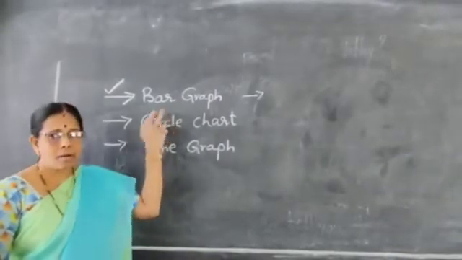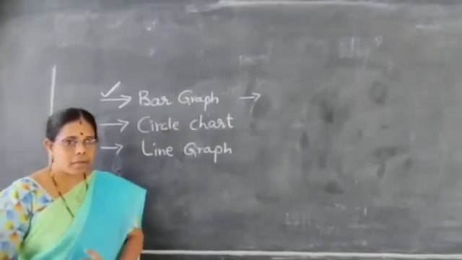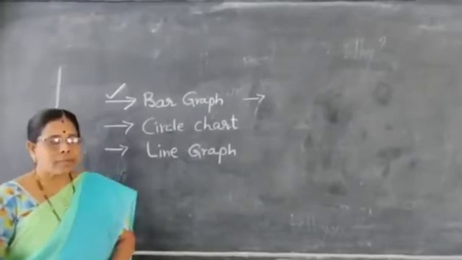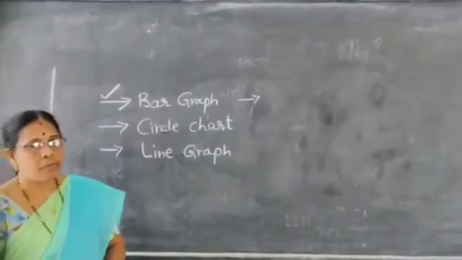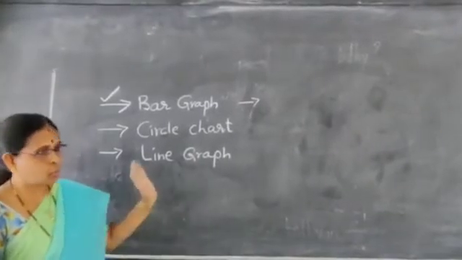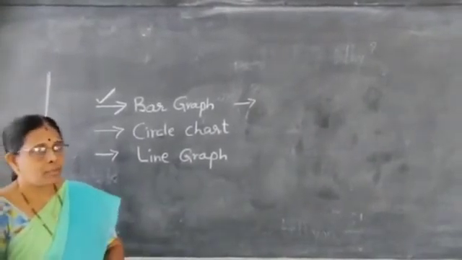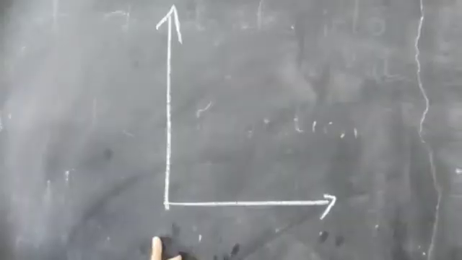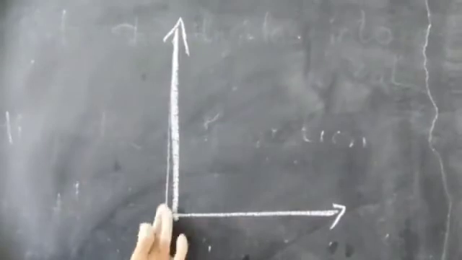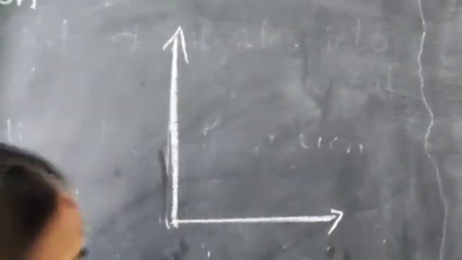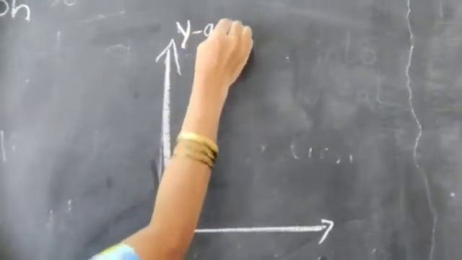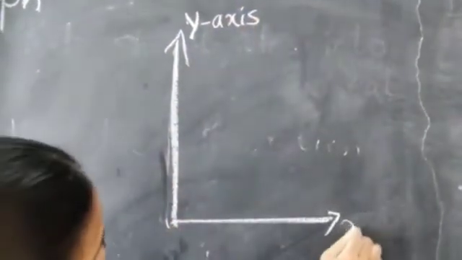A bar graph is a graph with rectangular bars whose length shows the values that they represent. Okay, for example, I gave the example of COVID patients, children. I will show how to draw this in a bar graph. Now this is called the vertical axis. This is the horizontal axis. This is the y axis. This is the x axis.